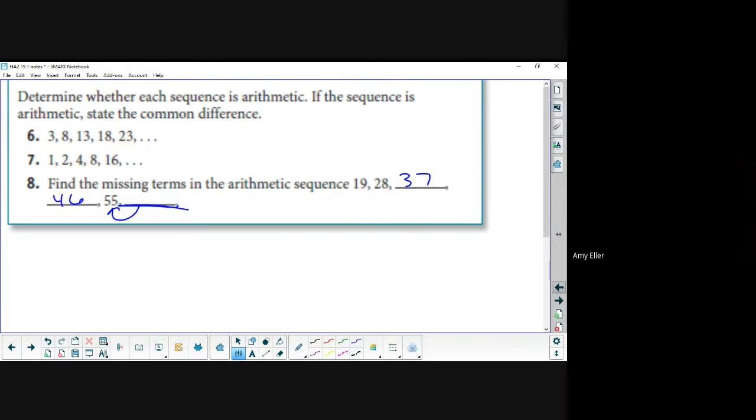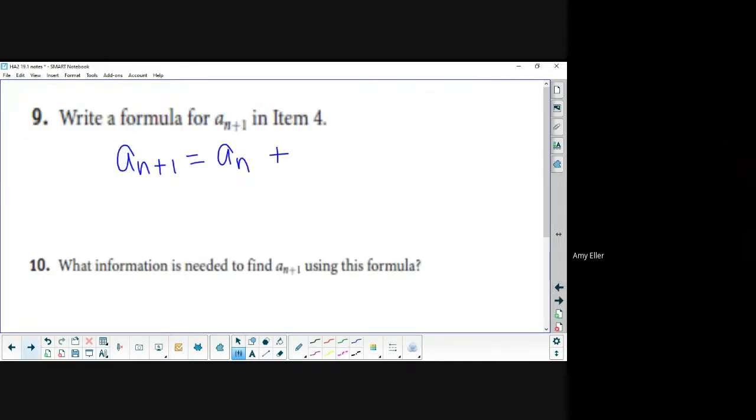I want this term, that's the 1, 2, 3, 4, 5, 6 term. If I want the 6th term, I take the 5th term, the term before it. I take the term before it and add the difference. So that's how I want you to write that formula. Any term that I want, I would take the term before it and add the difference to it.